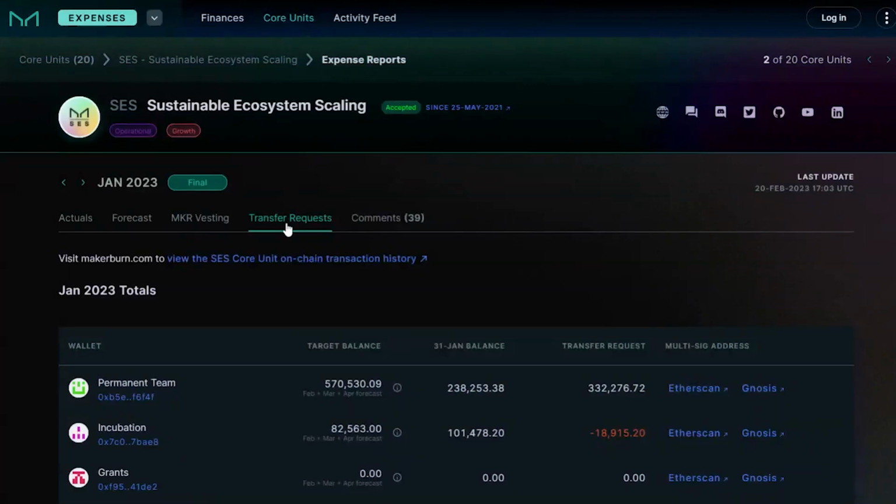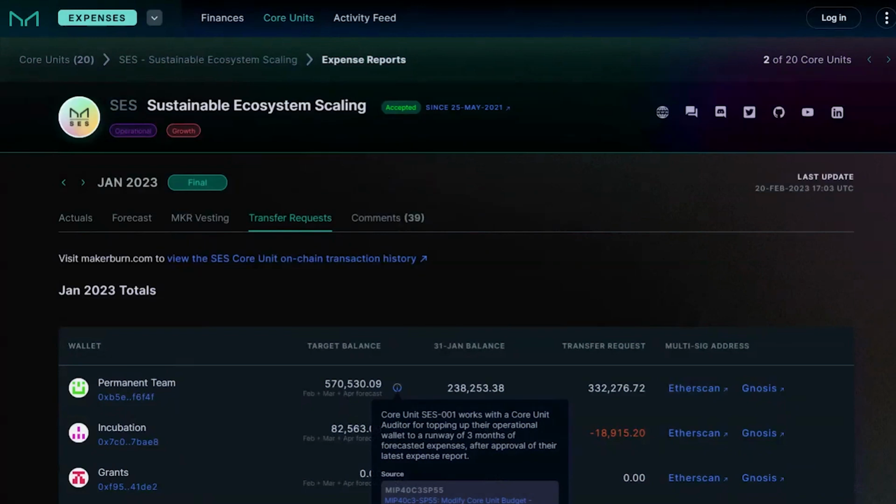For example, you can see that the January budget here of SES is a final report, and you can see the transfer requests, so the top-up that was requested to replenish that 3-month runway. You can see, for example, here for the permanent team that we use the forecast number. In January, that was for February, March, and April to specify that 3-month runway that we're targeting.